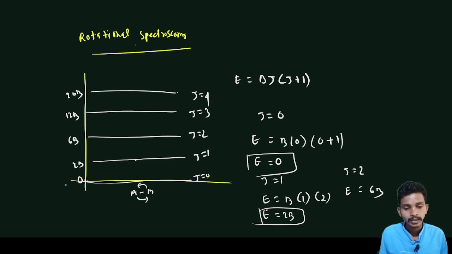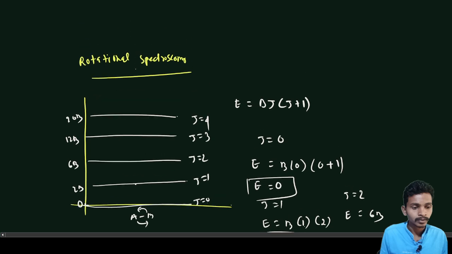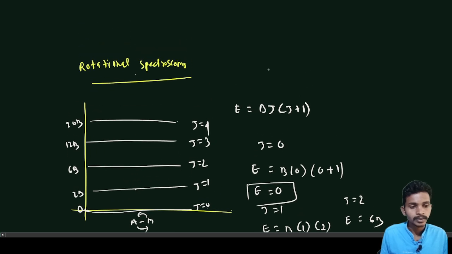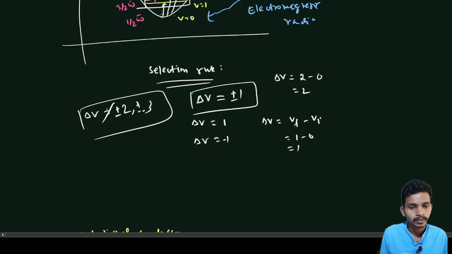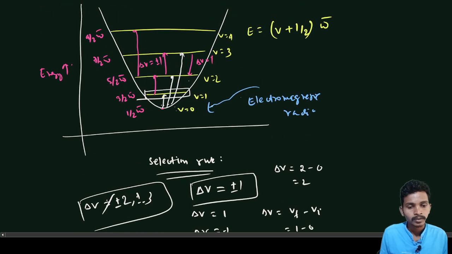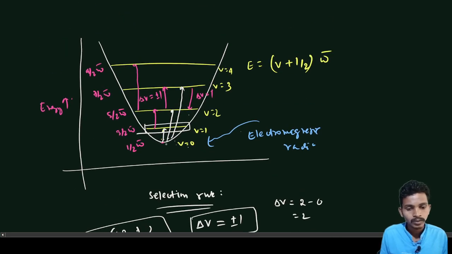So whenever J equal to 0, we see that the energy is also 0. It means that whenever the rotational constant is 0, the molecule is not rotating at all. Whereas for vibrational spectroscopy, what you see here is that whenever V equal to 0, then also we have some energy.